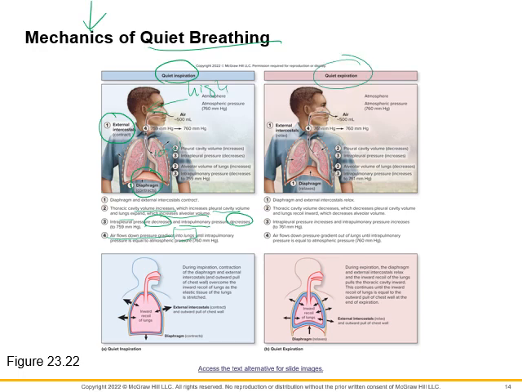During expiration, what's going to happen? Diaphragm and the external intercostals are going to relax, and we're going to see the thoracic cavity volume decrease. We're going to see a decrease in the pleural cavity. We're going to see a decrease in the alveolar volume. The intrapleural pressure is going to increase, the intrapulmonary pressure is going to increase, and we're going to see air flow down the pressure gradient out of the lungs.